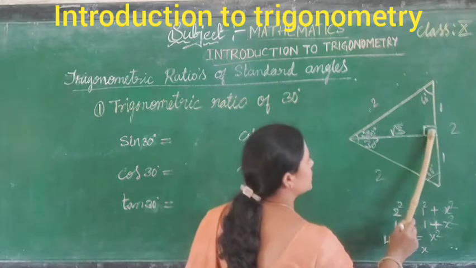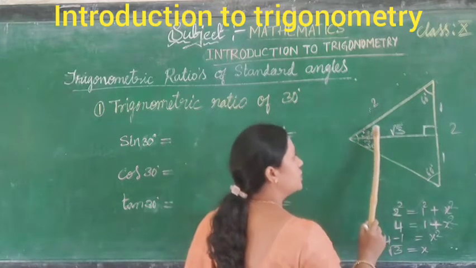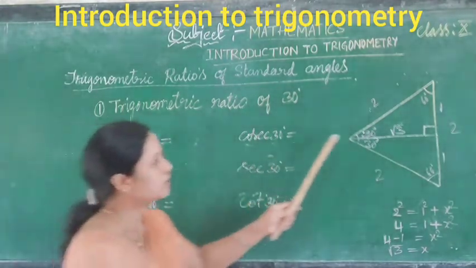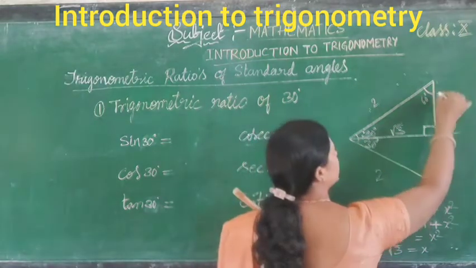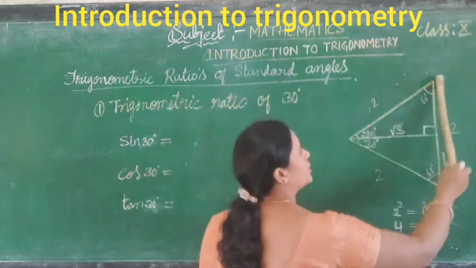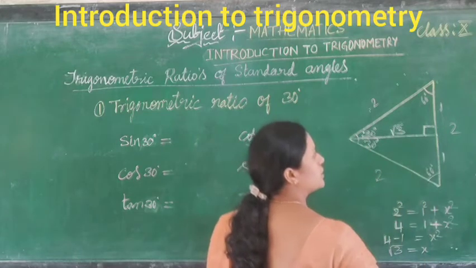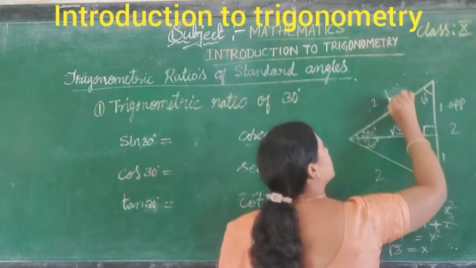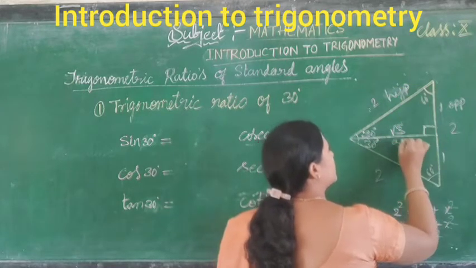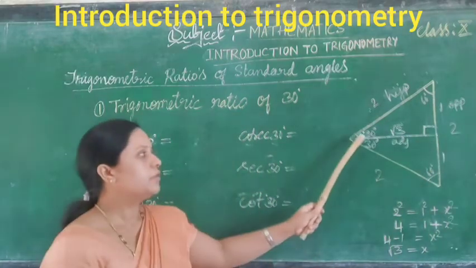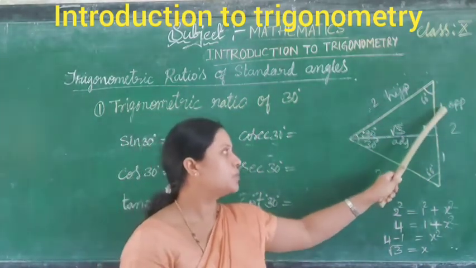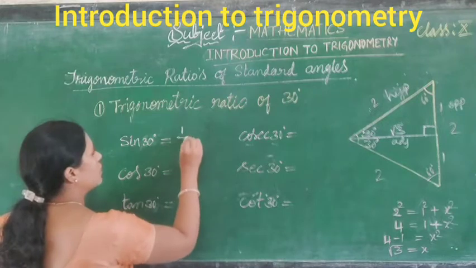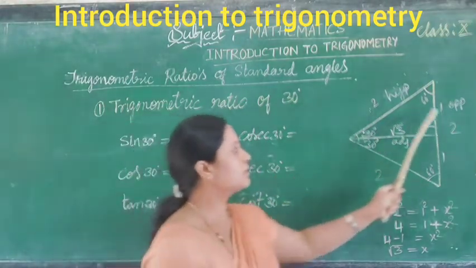In this triangle, this is 90, this is 60, this is 30. So our value is sin 30 degree. Sin 30 degree means the opposite side of 30 degree. This will be the hypotenuse side and this will be the adjacent side. So this is opposite, this one will be hypotenuse, and this will be adjacent side. So now write the value of sin 30. Sin 30 is equal to opposite divided by hypotenuse. So sin 30 is 1 by 2.